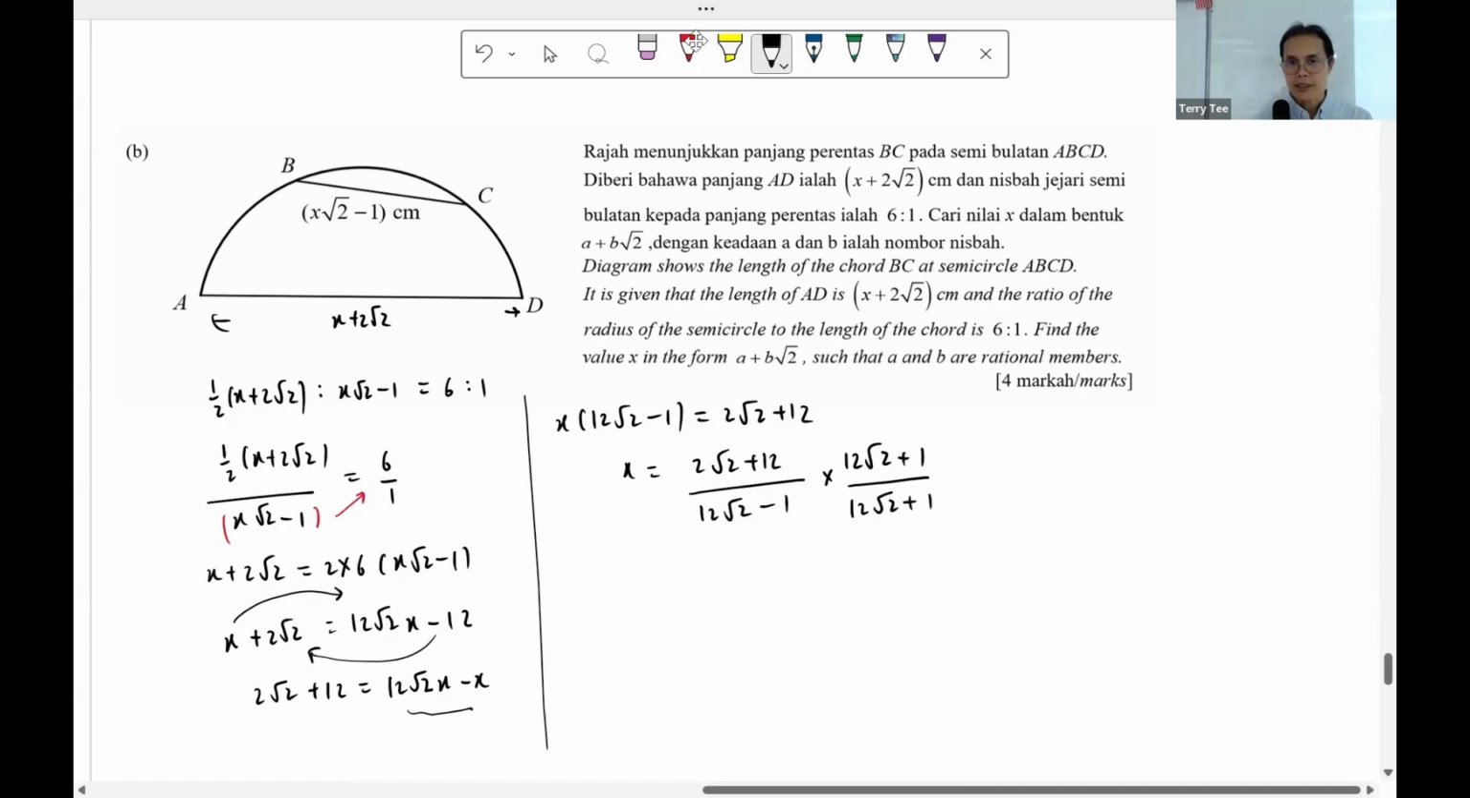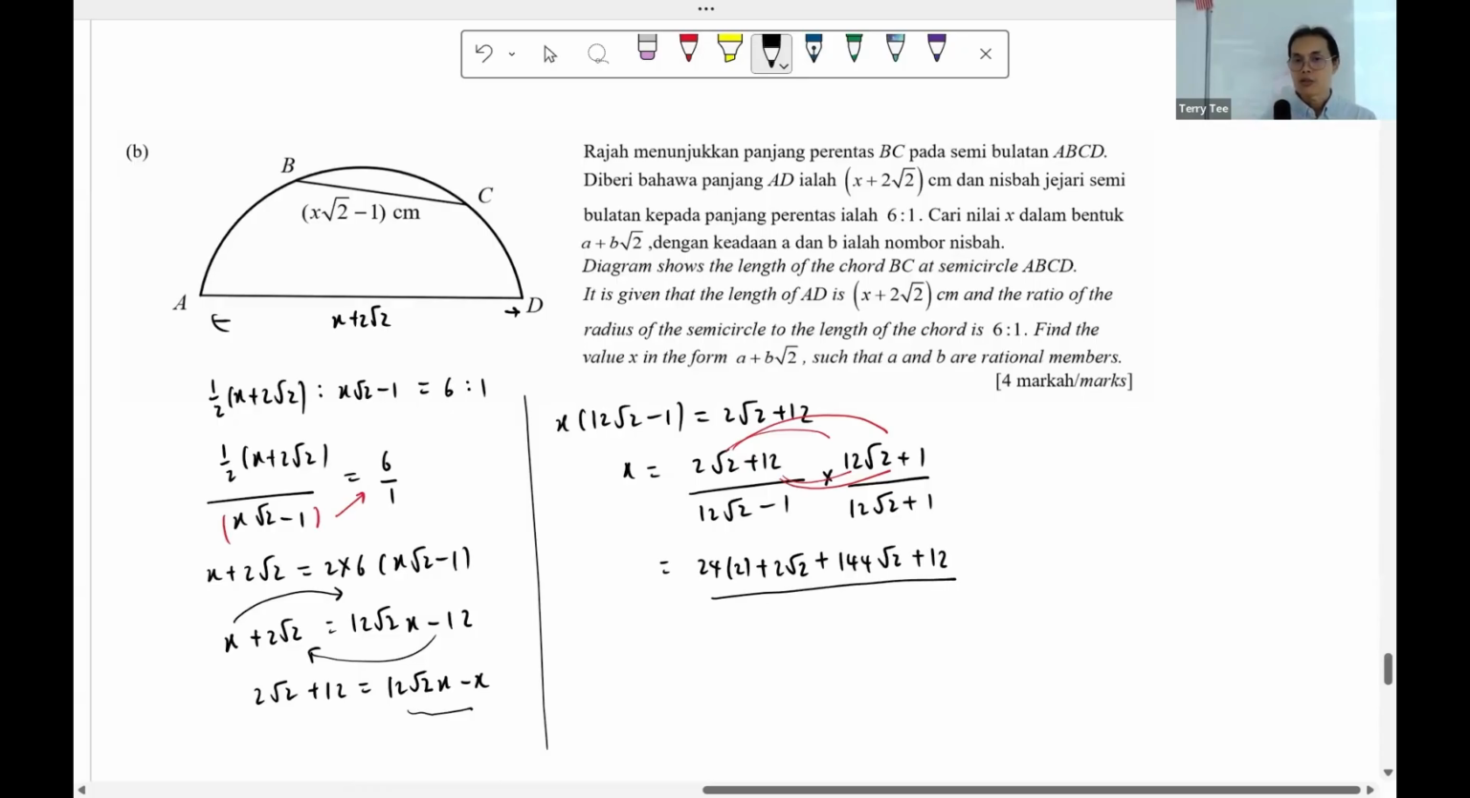Okay, so let's expand this. This is 1, 2, 3, 4 terms, one by one. So 2 times 12 is 24. √2 times √2 is 2. 2√2 times 1 is 2√2. 12 times 12√2 is 144√2. 12 times 1 is 12.